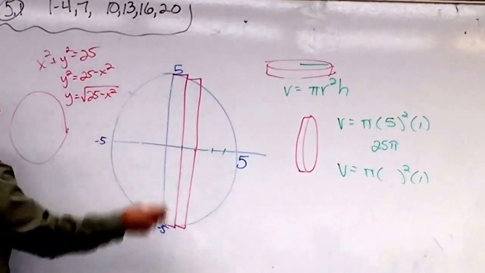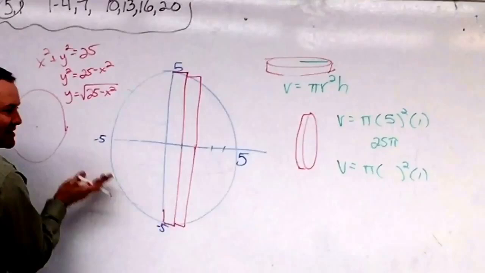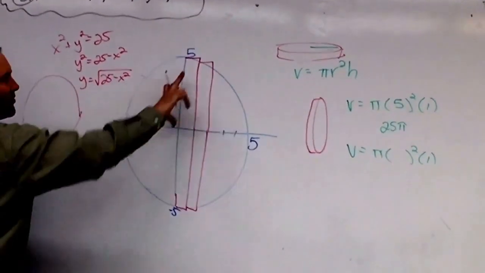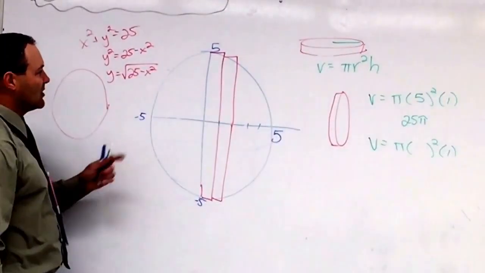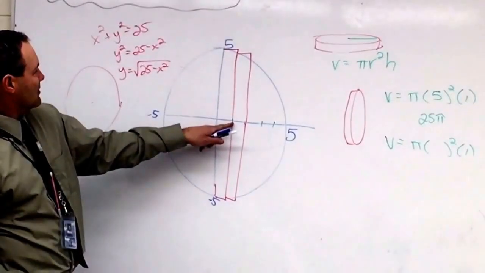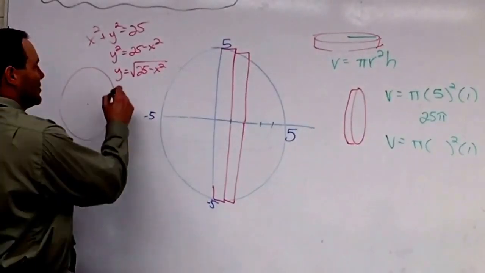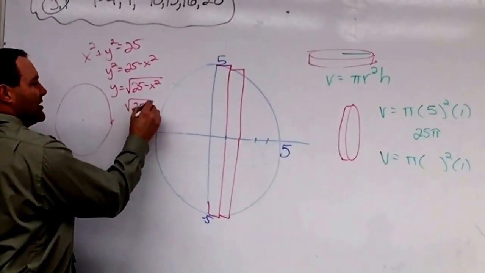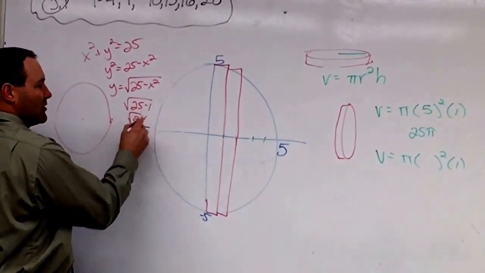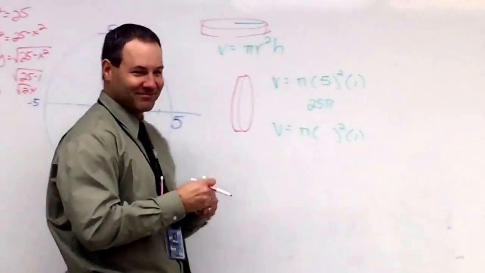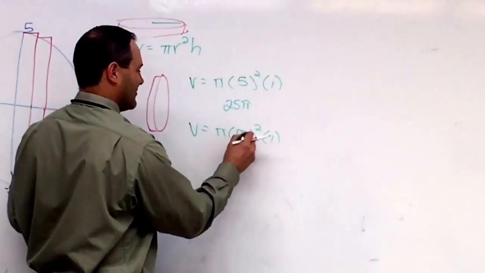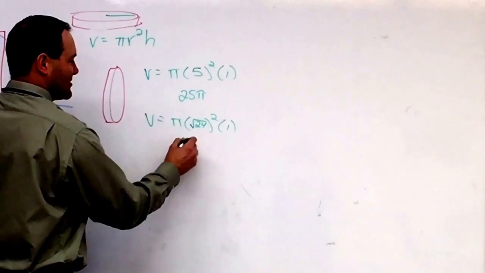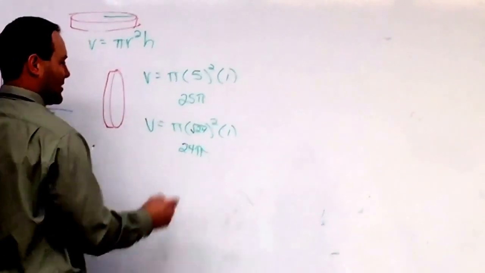We could just use the top one to find a radius. The bottom one would be this semicircle. We're just going to use the top one. So we can find out this height by plugging in 1. So square root of 25 minus 1 squared, so square root of 24. Squared, that's just 24. 24 pi. Nice mental math there.